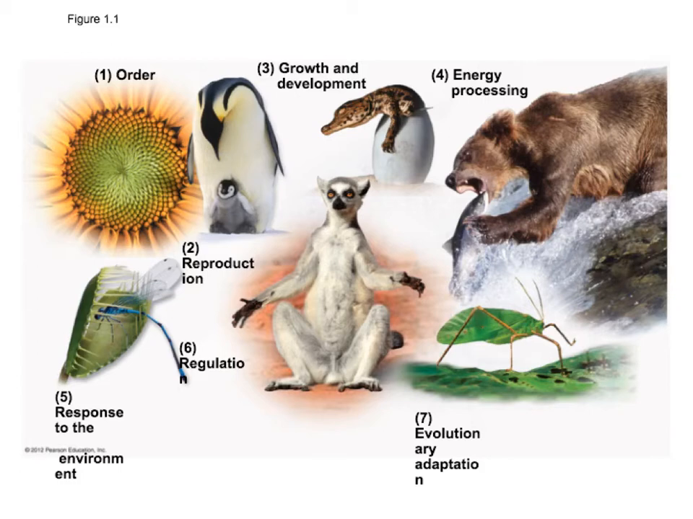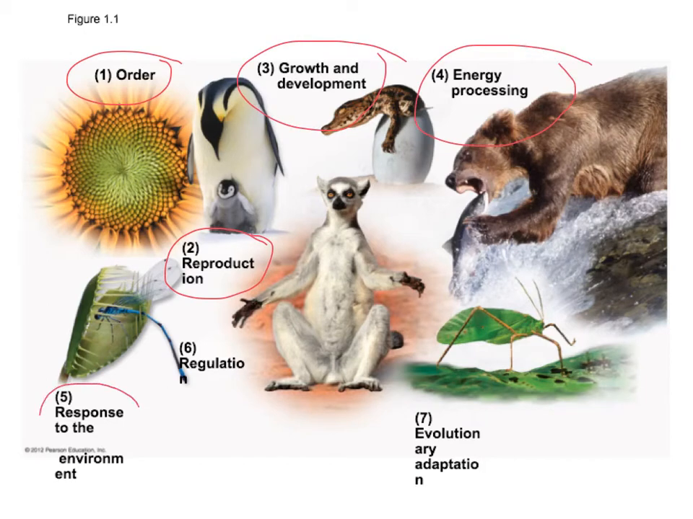So this particular slide is a summary of the characteristics of living organisms. So if we go through those, we have number 1, which is order, 2, reproduction, 3, growth and development, 4, energy processing, 5, response to the environment, 6, regulation, and 7, evolutionary adaptation. Obviously, this slide did not transfer well into this program, so you can see the spellings are a little messed up.